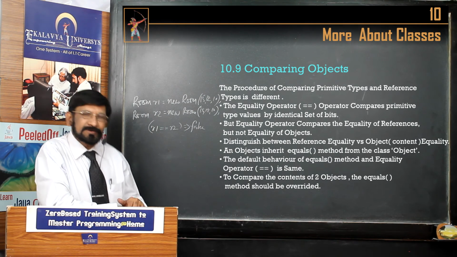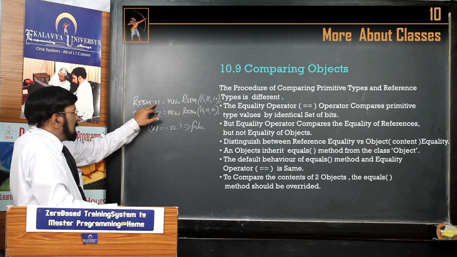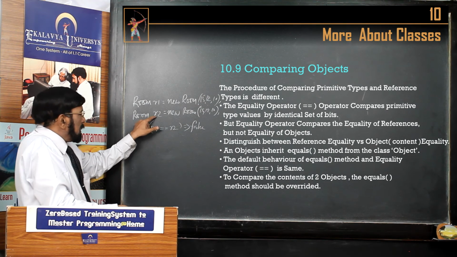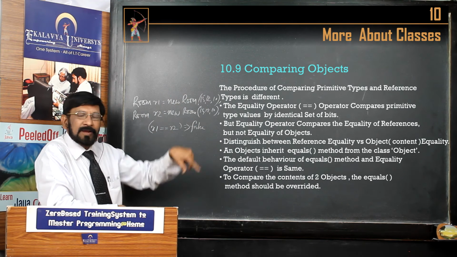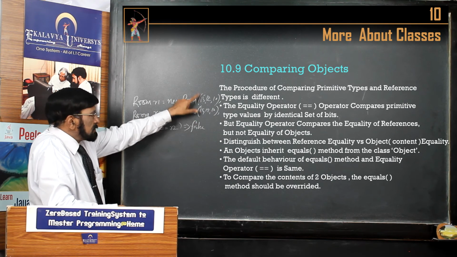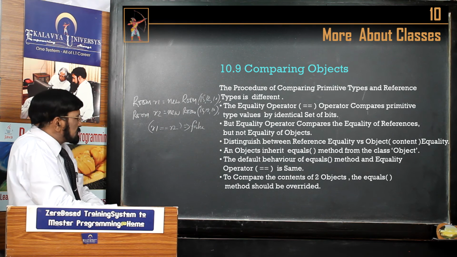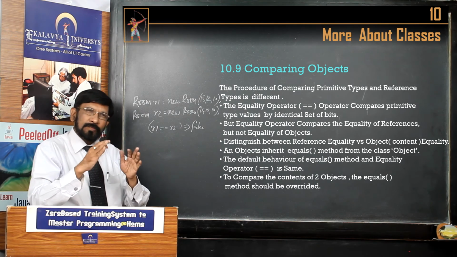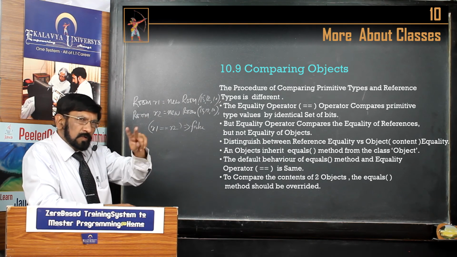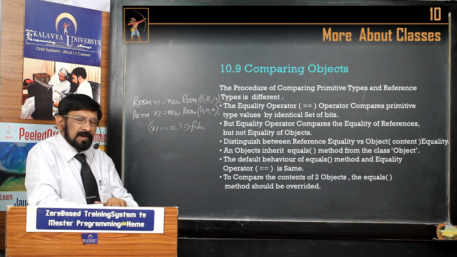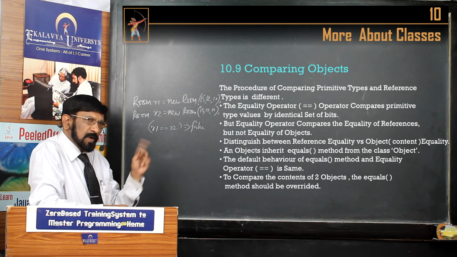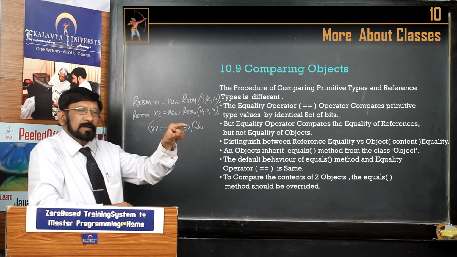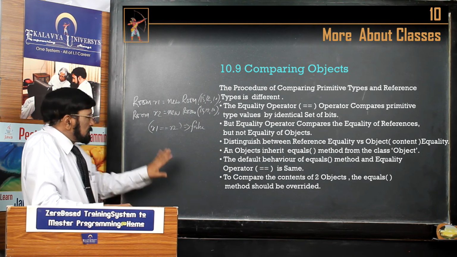Why false? You have to understand. R1 is referencing this object, and R2 is referencing another object, even though their values are the same. So in this case, R1 and R2 are referencing two different objects. That's why the result is false. Earlier I showed you R1 and R2 where the result is true because both are referring to the same object. That difference you have to understand.